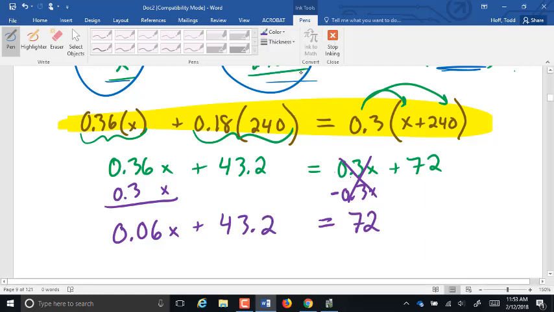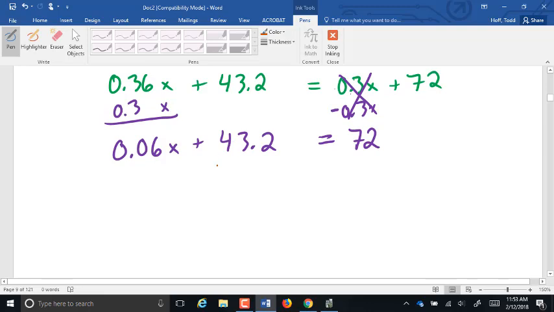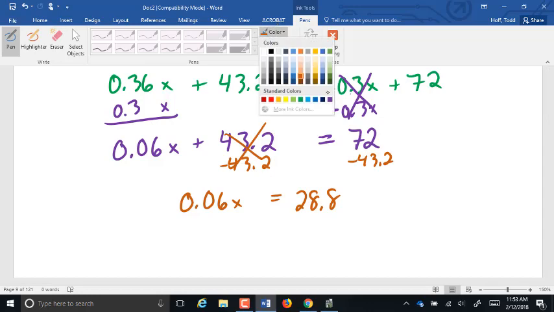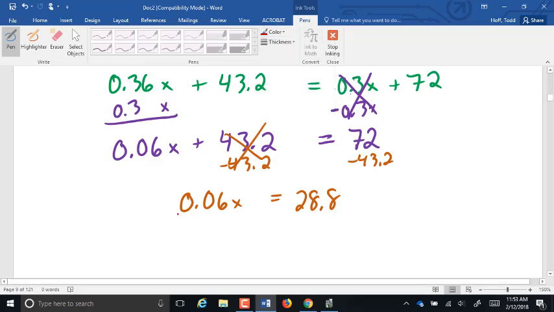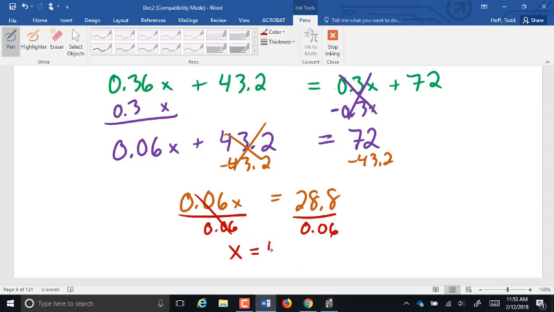So now there's nothing left to combine. We have the variable down, so it's only appearing on one side. We can start to solve. We'll subtract the 43.2. It's gone on this side, leaving us with 0.06x. On the right side, 72 minus 43.2 is 28.8. Final step then is to divide by the 0.06. X equals 28.8 divided by 0.06 is 480, I believe.